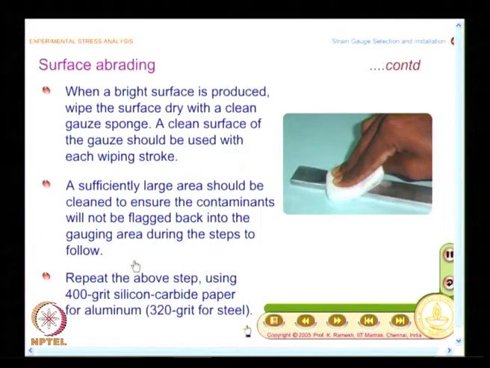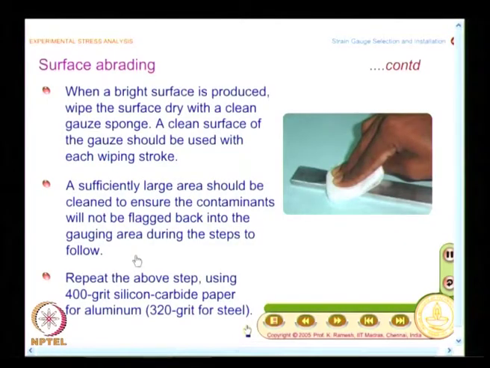See, this is very important. This is one of the initial cleaning processes. The initial cleaning process should be on a larger surface. Finally, you may want to put the strain gauge only on a small localized area, but in the process of cleaning you should not bring in contaminants from outside the area. And whatever you have done earlier, you have to repeat it using 400 grit silicon carbide paper for aluminum or 320 grit for steel.